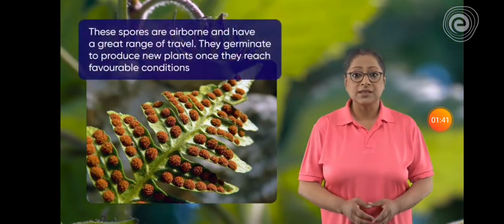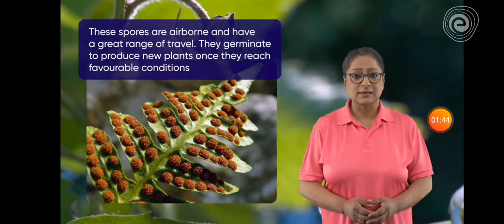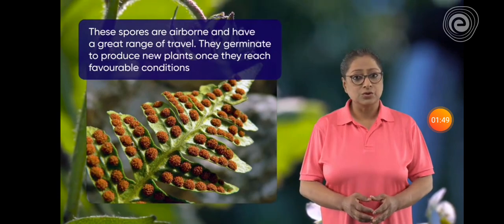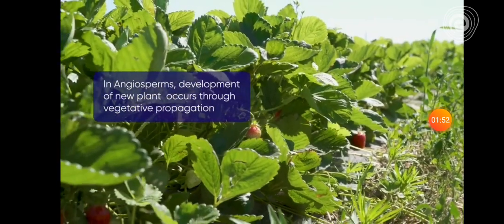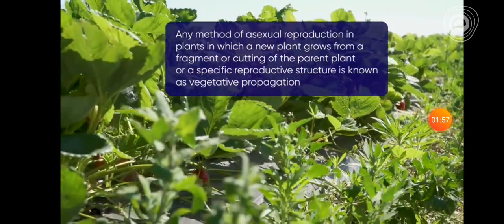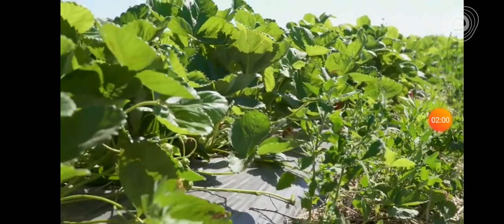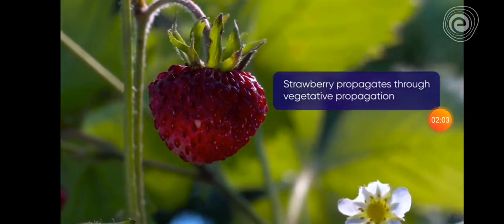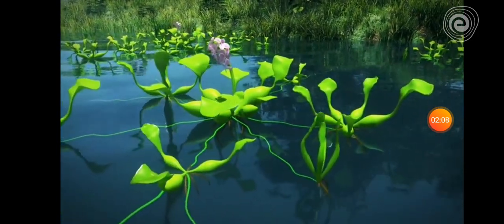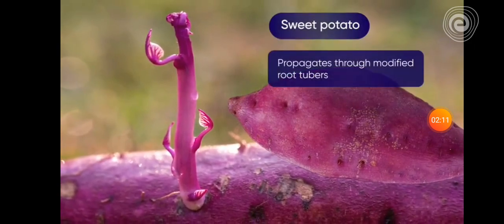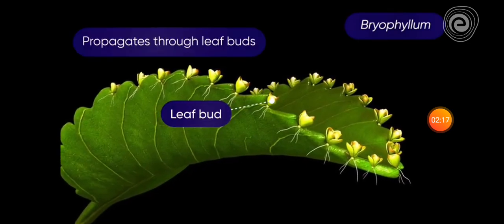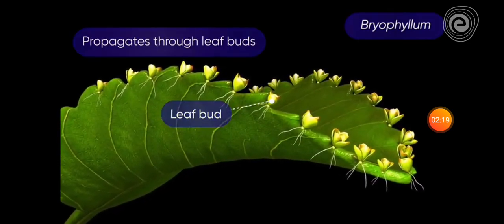The spores get released and travel long distances. Under favorable conditions, the spores germinate and develop into new individuals. Vegetative propagation is an asexual method of reproduction in which the new plants are produced from different parts. Strawberries are propagated through vegetative propagation. Water hyacinth also propagates asexually through the stem. Sweet potato propagates through modified roots called tubers, and bryophyllum undergoes vegetative reproduction through leaves.